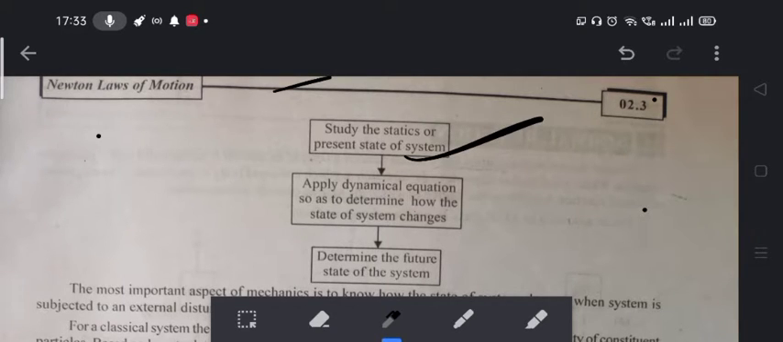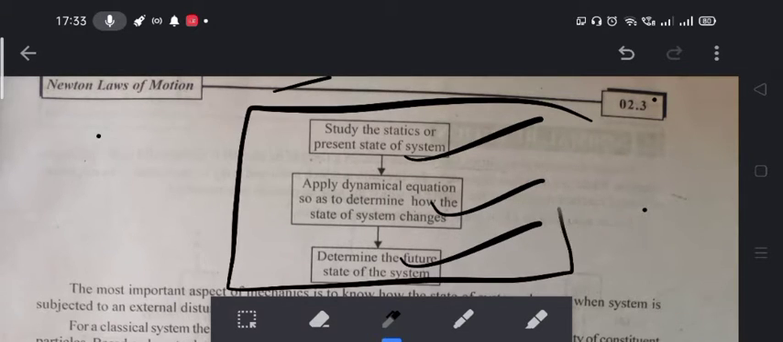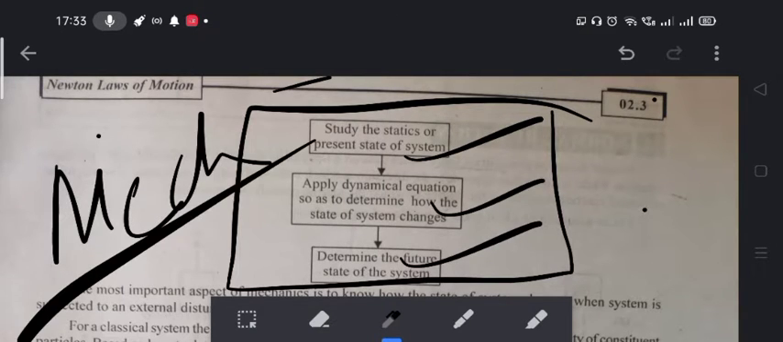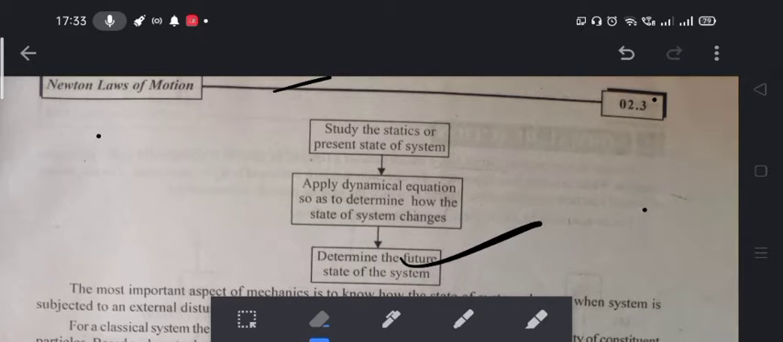So far, we have to understand that the study of statics is the present state of the system, and we apply it to dynamics for its future states. By that, we determine the futuristic prospects of the system of particles: velocity, acceleration, motion, your first chapter. The entire concept is called mechanics. So mechanics is the study of statics and dynamics, both together. Okay, next slide.